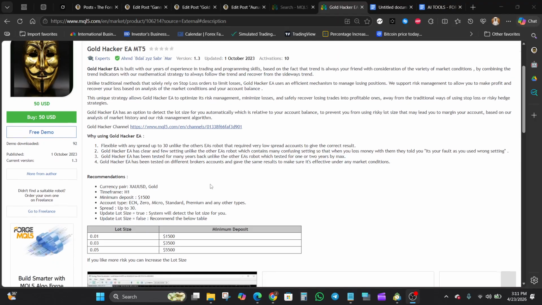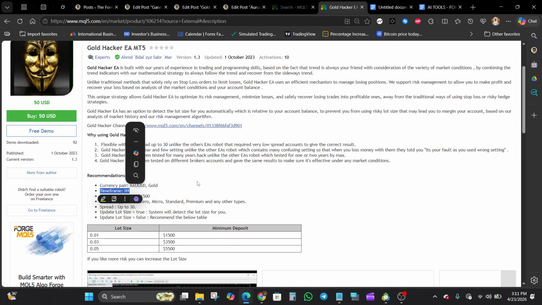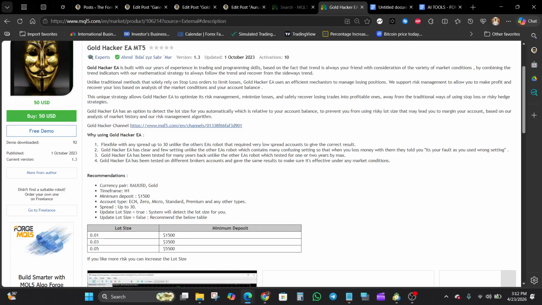And it is designed for XAU USD, right, on the 1 hour time frame, which means we are looking at a slower, more structured trading style compared to scalping systems. Now let's just break down how this EA is structured and what that really means.